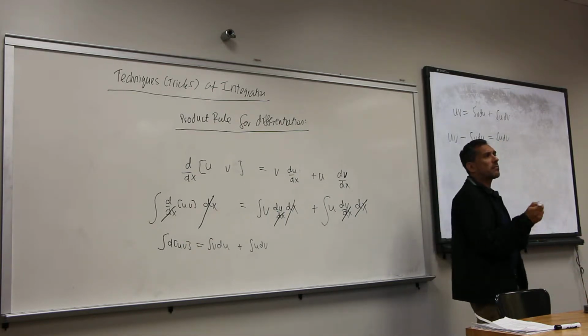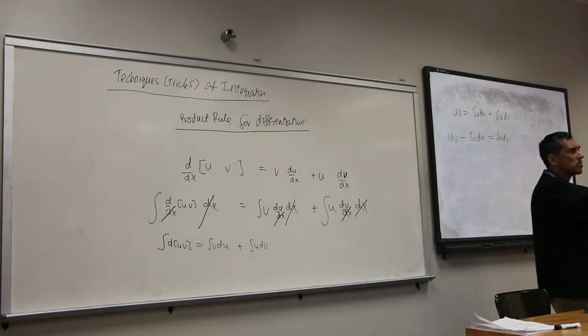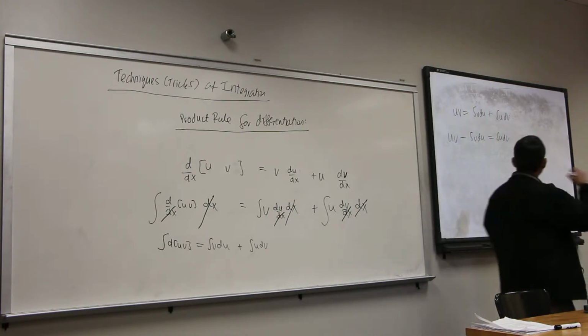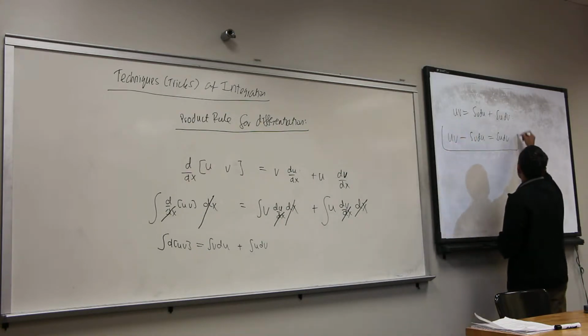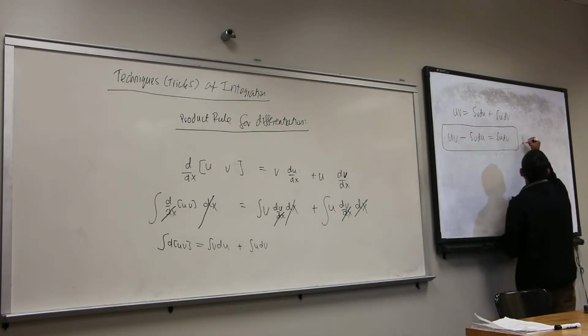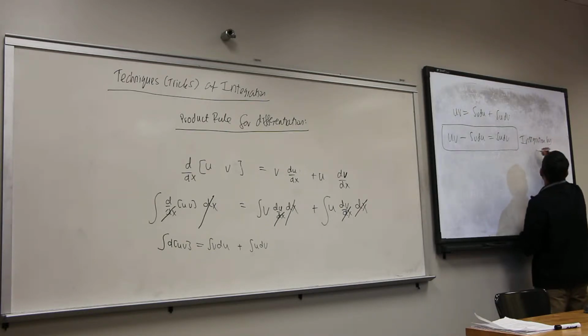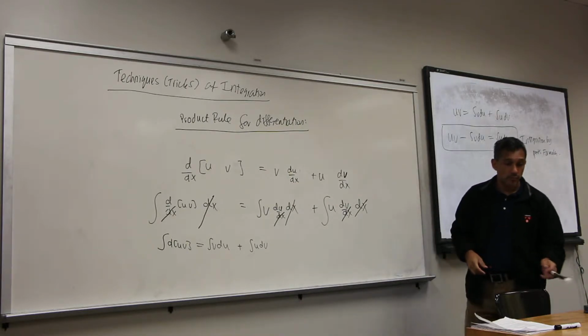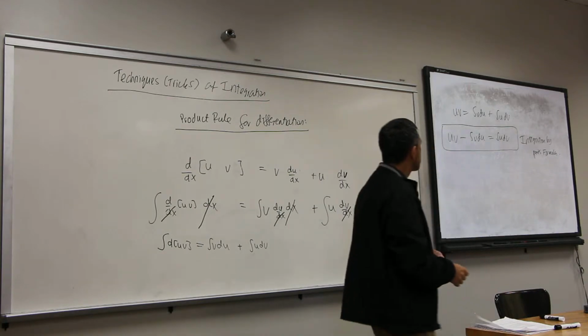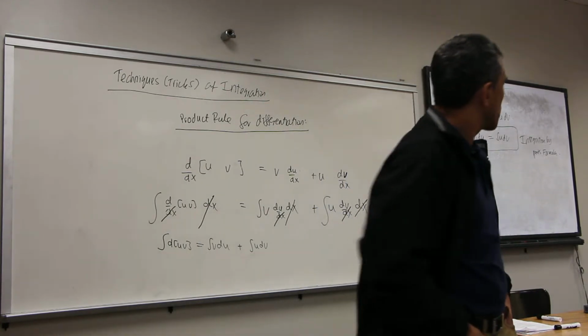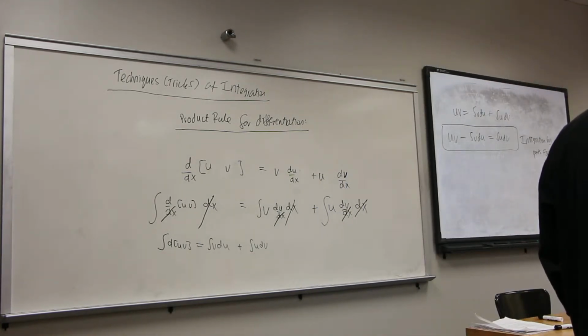This is called the integration by parts formula. On the exam, you should write it down. Integration by parts formula: the integral of UdV is equal to UV minus the integral of VdU.